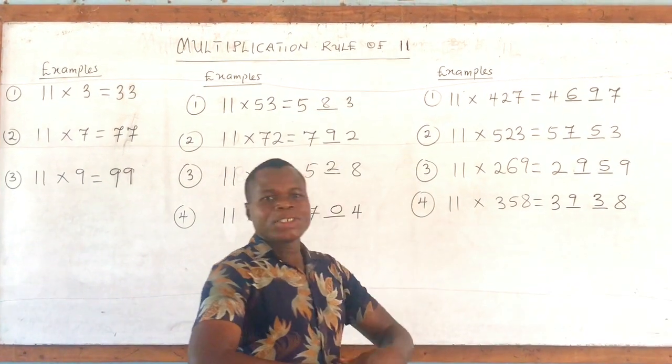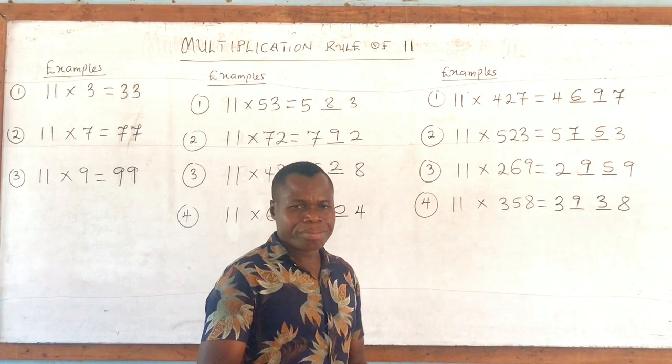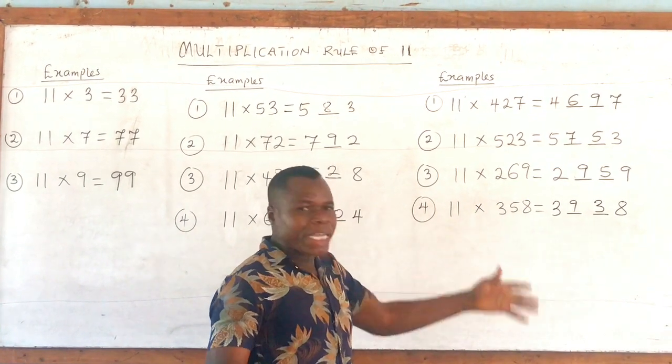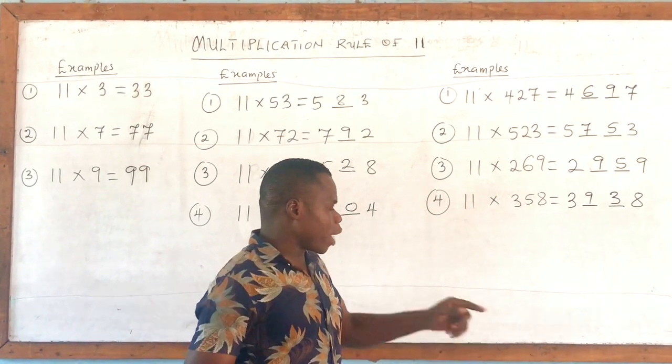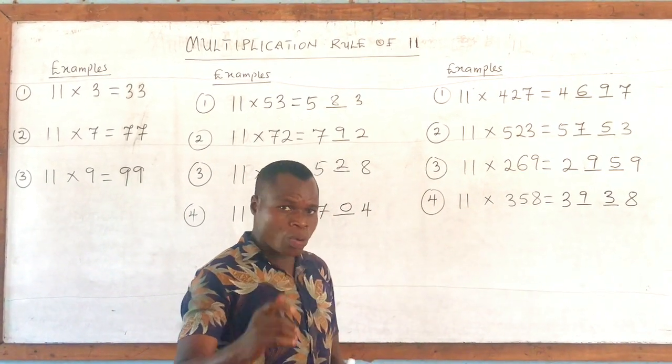This is a trick of multiplying 11 by any number. Now, you can pick any value that you want and try to see whether you get the same answer by following this particular procedure. But before that, let's look at something here. I want you to see a particular pattern.